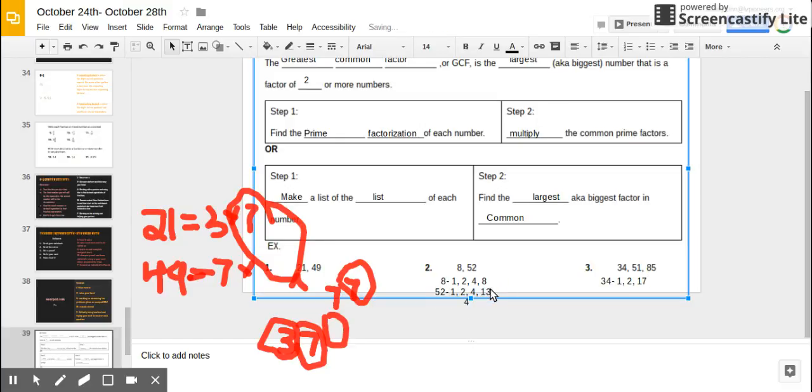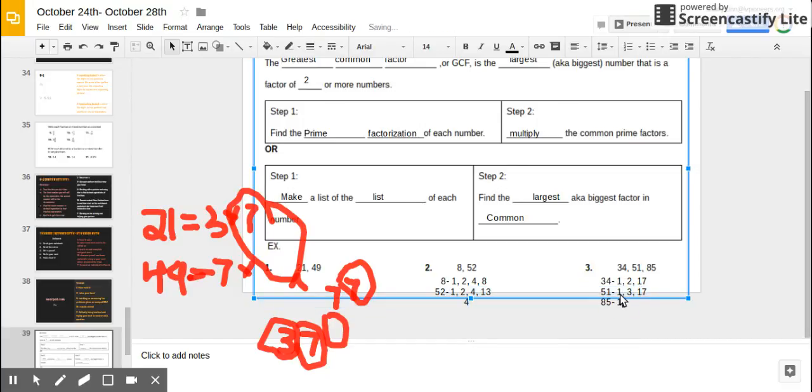51. 51 is not an even number, so 2 won't go into it. Let's see, 3 would. And then again, 17. And then we're on to 85.